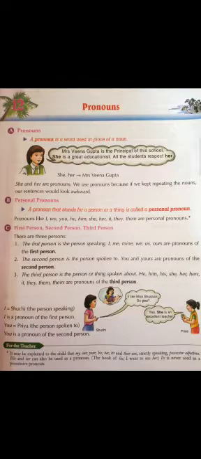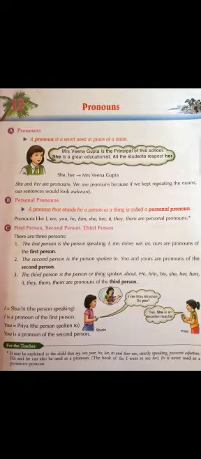What are personal pronouns? Personal pronouns are the ones which stand for a person or a thing. So all your pronouns such as I, you, he, she, her, his, they, him, it, they all belong to the category of personal pronouns.